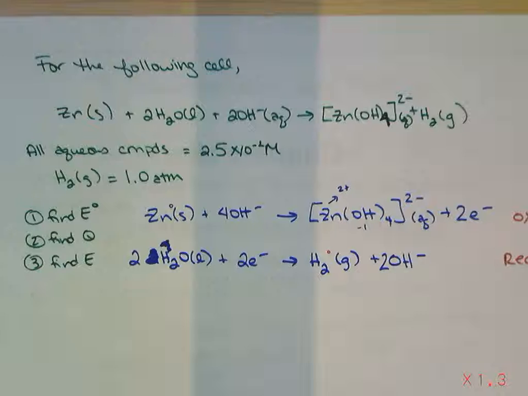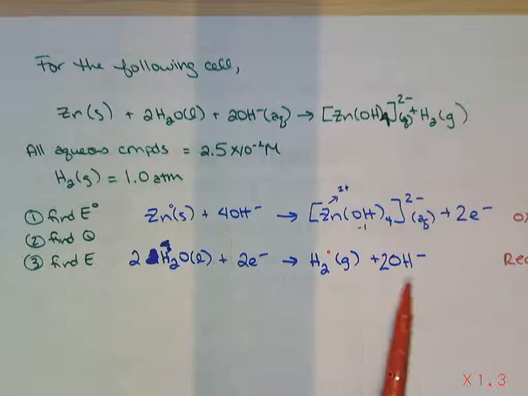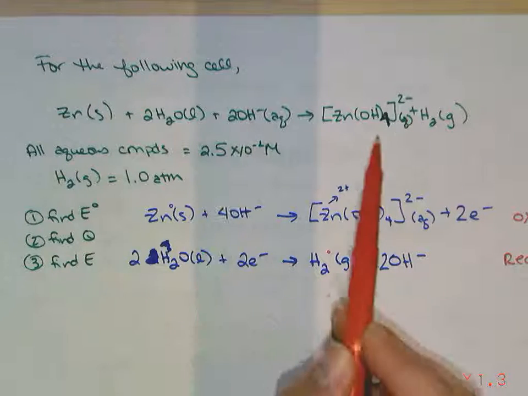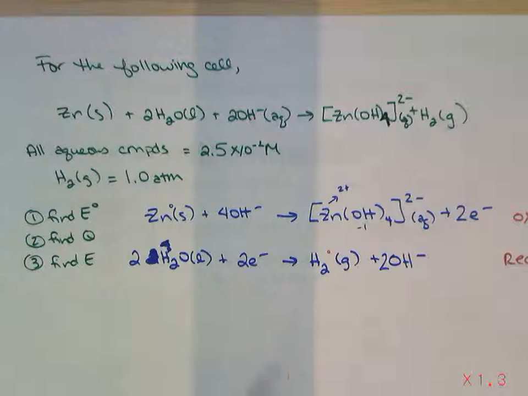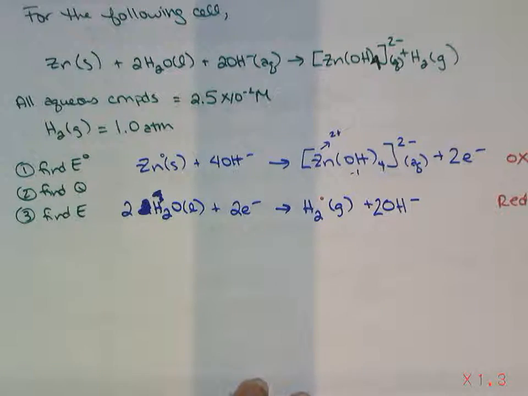Yes, good, because I have 2 waters and 2 waters, 1 zinc, 1 zinc. I have 4 over here, but 2 over there, so I'll be left with 2. Make my zinc hydroxide and my hydrogen gas. Good. So now I know my 2 half reactions. What's the next thing you would do to figure out E0? You would go to the tables and figure them out, or I'll just tell you. In the interest of time, I will tell you.